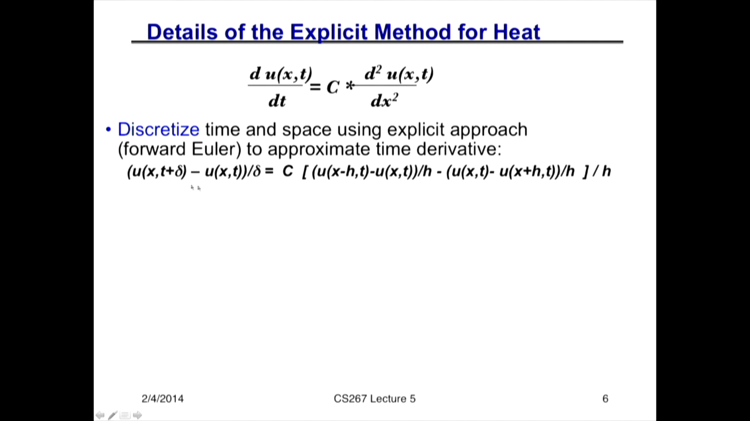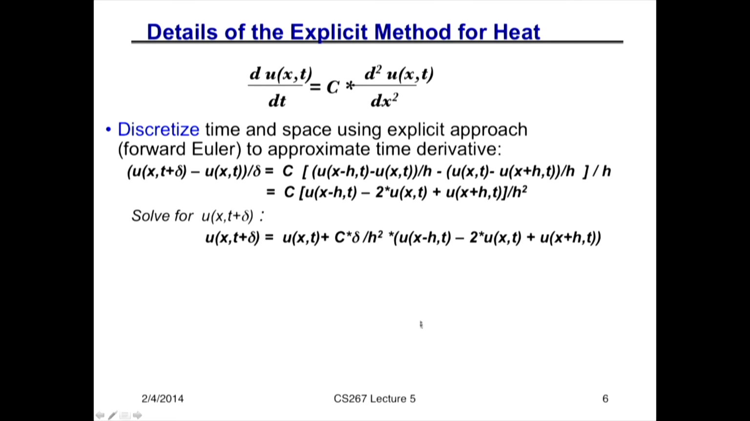So what do I know? I know the temperature at time t, and I know it to my left, I know it to my right. So all I need to do is solve this equation for the new temperature at time t plus delta. So I just simplified that a little bit, collected some terms, and I'm going to solve for the new temperature. And it's this nice, simple linear combination. So these are all the temperatures right now, right where I am at position x, a little bit to my left, a little bit to my right.